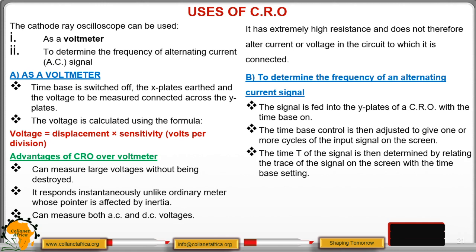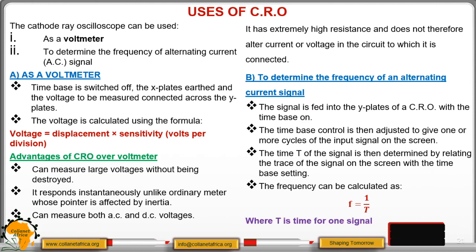Then from there, we have the setting of the time base. Remember, we gave an example of typical settings. We can have 10 milliseconds per division, or per centimeter, or 100 milliseconds per centimeter. So by tracing the cycle or the signal on the screen and relating it with the time base setting, you can get the frequency. The frequency will be given by f is equal to 1 over T, where T is the time taken for a signal to appear, or what we call the periodic time, the time for one signal.